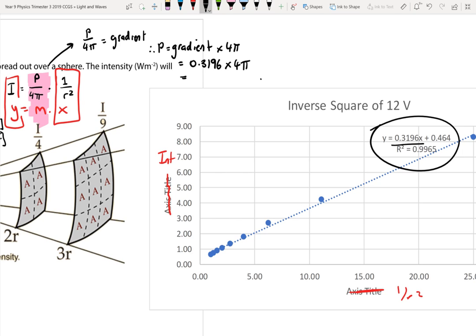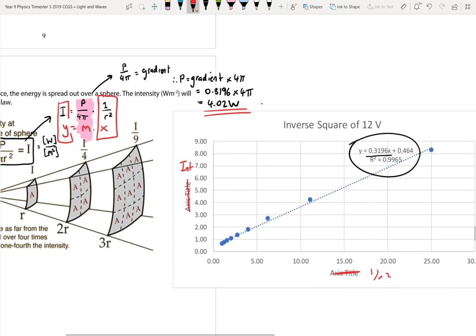I left my calculator in my pencil case. 4.016. It's in my locker. 4.02 watts. Okay. Now, wouldn't you know it? No, that's not how they do it. No.